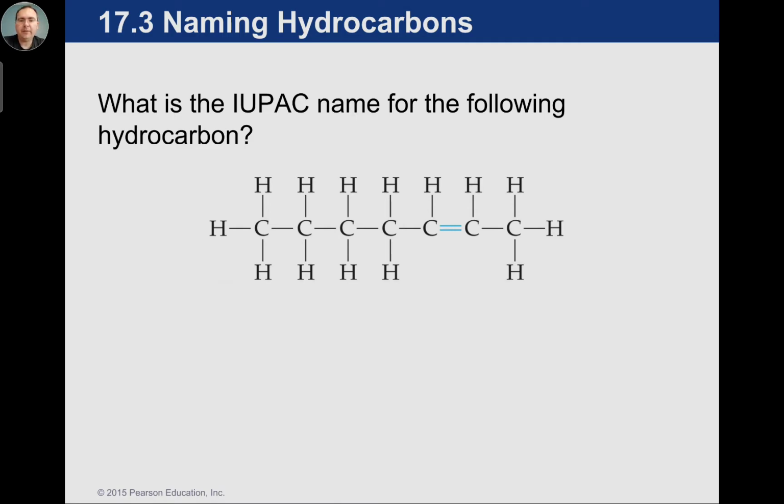So how would we name something like this? There's no branches, so that makes it a little bit easier. One of the first things we want to do is count, so we can count left to right, but probably realize from the get-go that if we count from this right side, it's going to be a little bit faster. Let's go ahead and practice drawing the bond line. So as we go 1, 2, 3, 4, 5, 6, 7. That's really the same structure, just simplified.